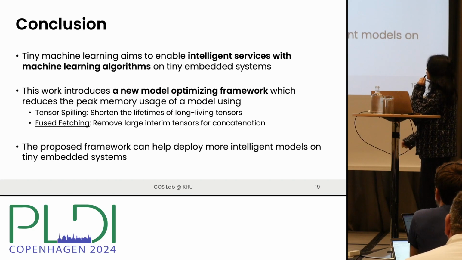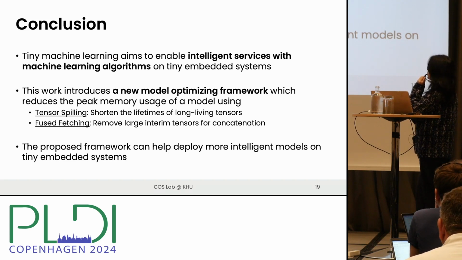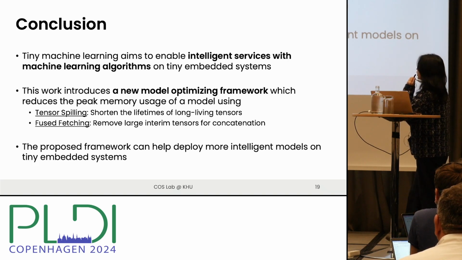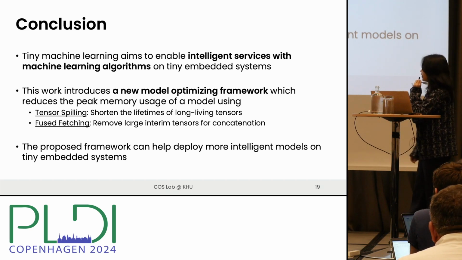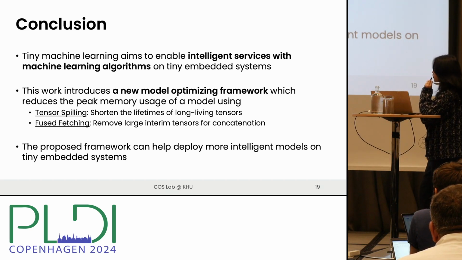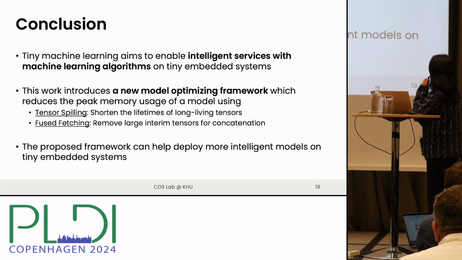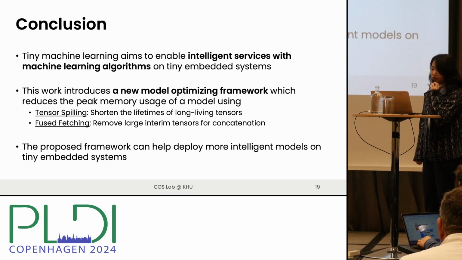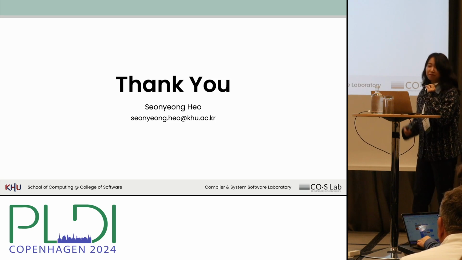So let me conclude my talk. Tiny Machine Learning aims to enable intelligent services with machine learning algorithms on tiny embedded systems with small memory. This work introduces a new model optimizing framework, which reduces the peak memory usage of a model with tensor spilling and fused fetching. With the evaluation results, we could show that the proposed framework can help deploy more intelligent models on tiny embedded systems. Thank you for your attention, and I would be happy to take any questions.